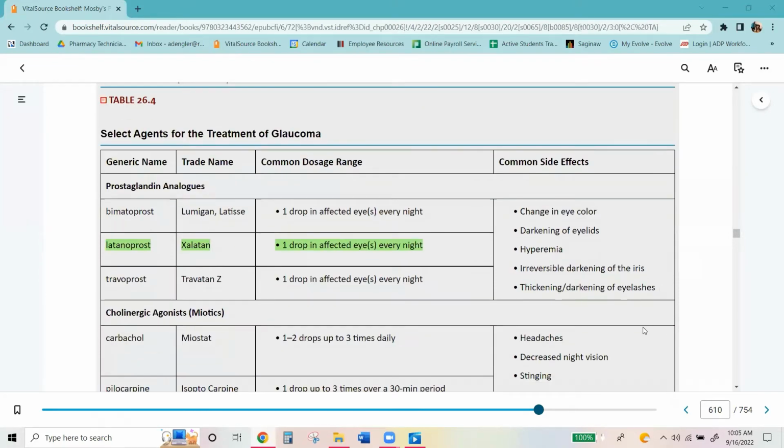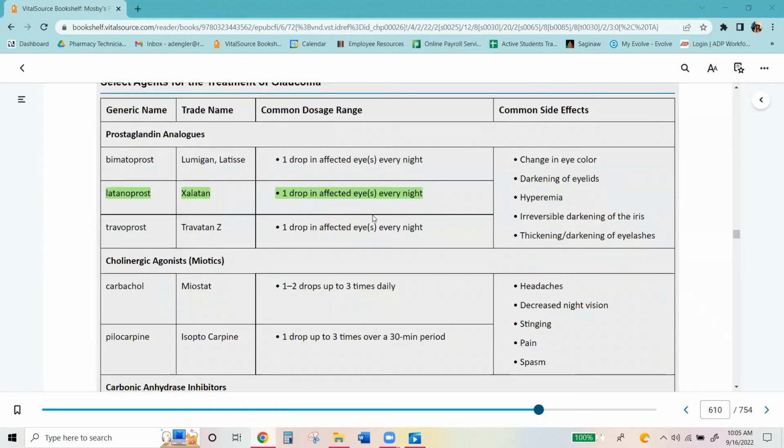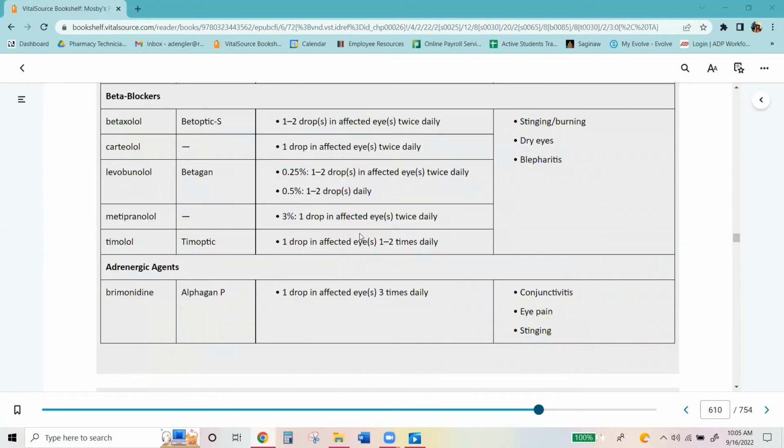So table 26.4 lists the select agents for the treatment of glaucoma. I have highlighted Xalatan, latanoprost. It is usually given 1 drop in the affected eye every night. It's a very common medication for glaucoma that's kept in the refrigerator.